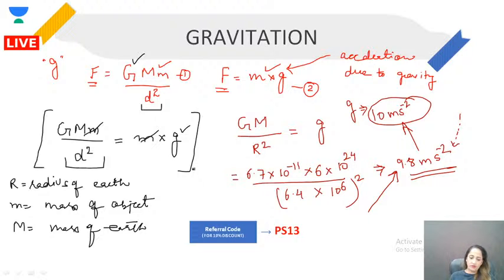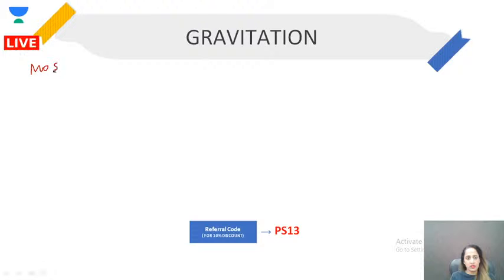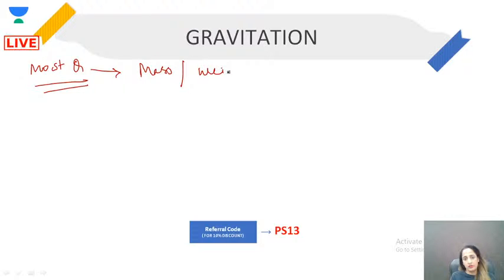And similarly, now we have done free fall and we have done acceleration due to gravity. Now another most important topic, we will try to understand this. Another most important question that we always get is, what is mass and what is weight? What is the difference between mass and weight?